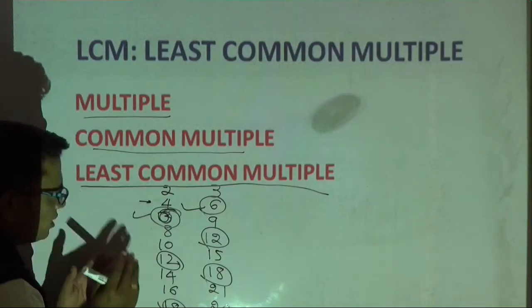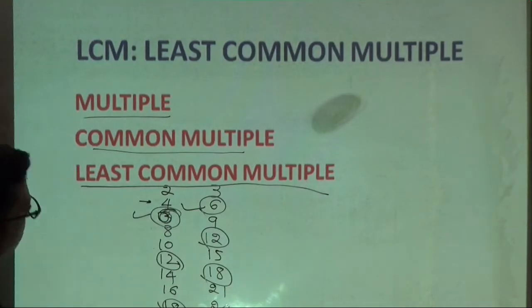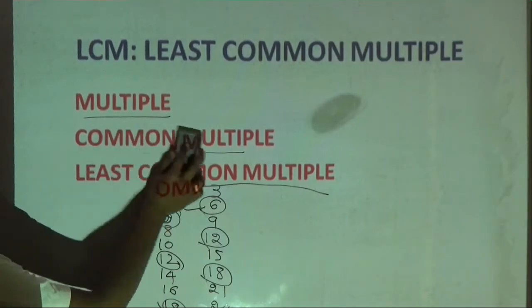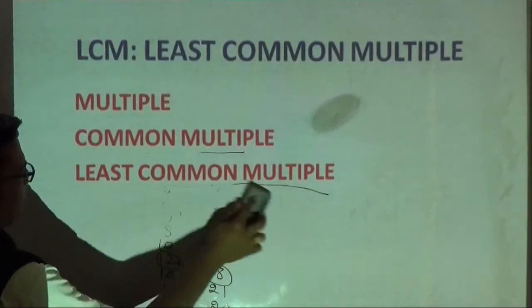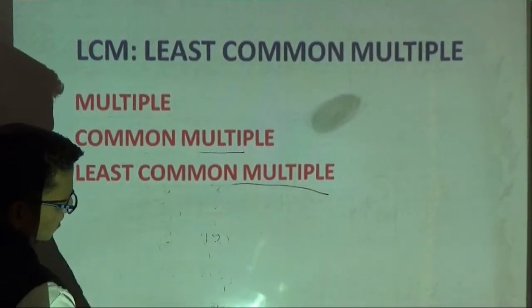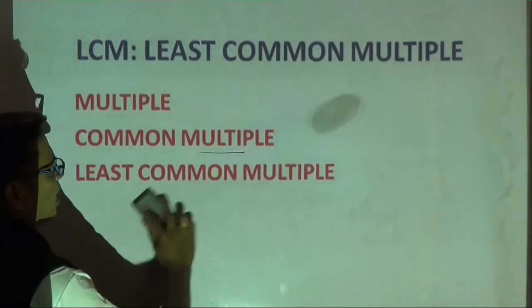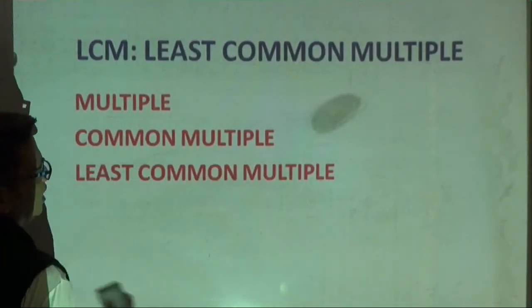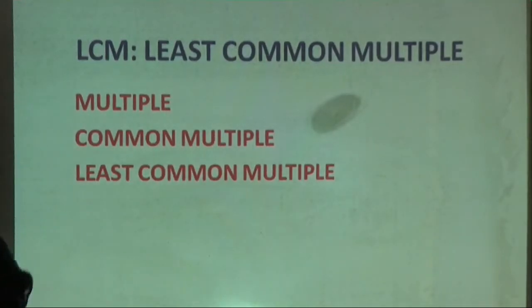Among the common multiples, the least one is called the least common multiple, or LCM in short. So I hope you understood what we mean by multiple, common multiple and least common multiple. Now with this I am going to start explaining how to find the LCM very quickly, in less than 10 seconds. Please observe now.